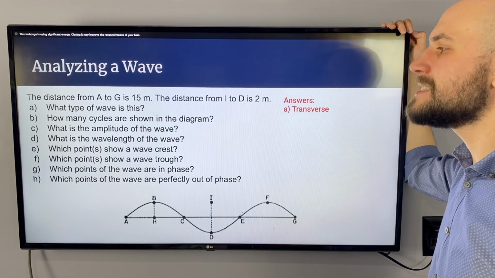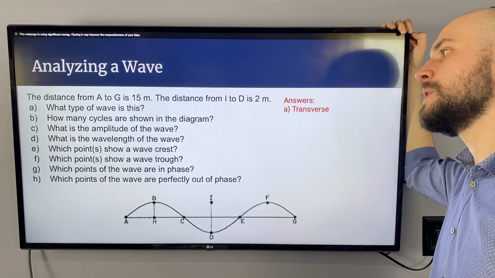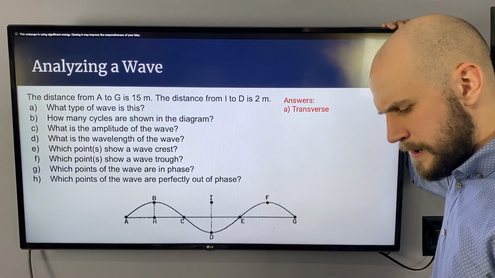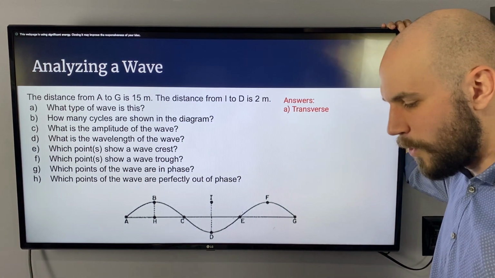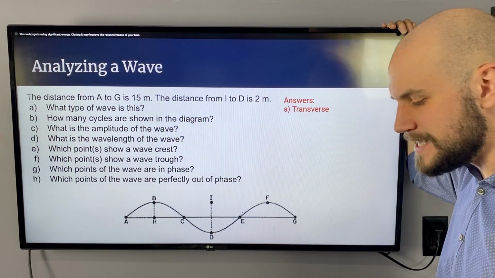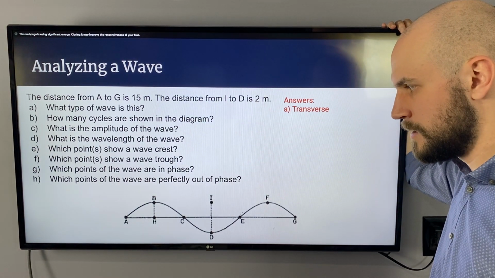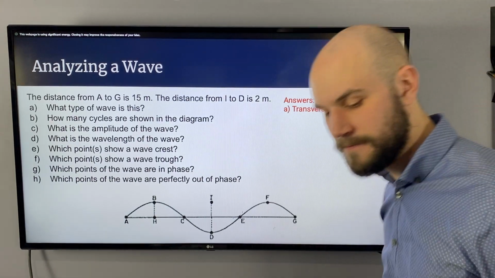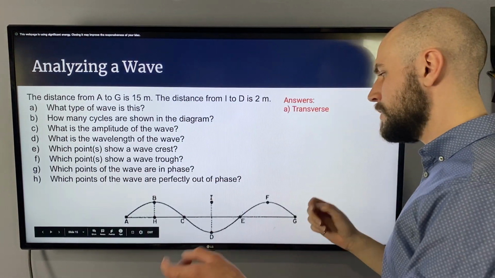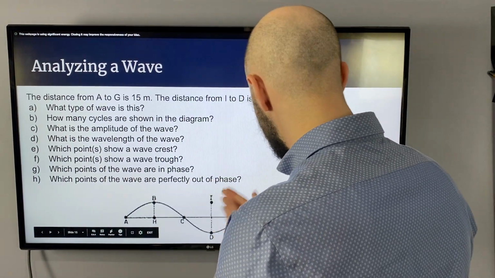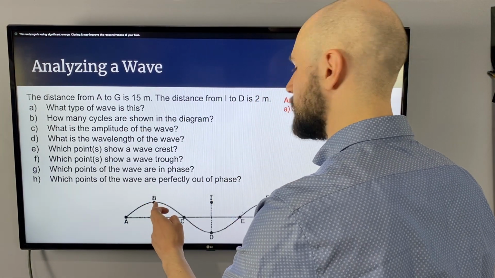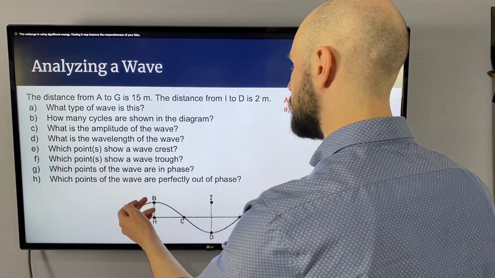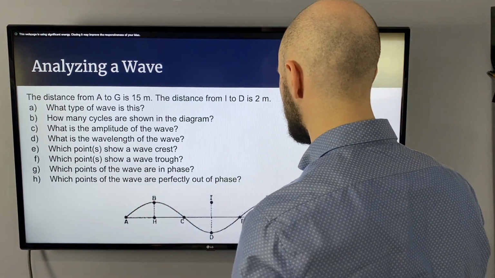Okay, how many cycles of the wave are shown in this diagram? Well, when it comes to a single wave cycle, one wave cycle is one complete wavelength from any 2 points in phase. So if we look here, it can't be one cycle, right? Because B to F is one wavelength, and I have these two little extra portions here. So we have more than one cycle.